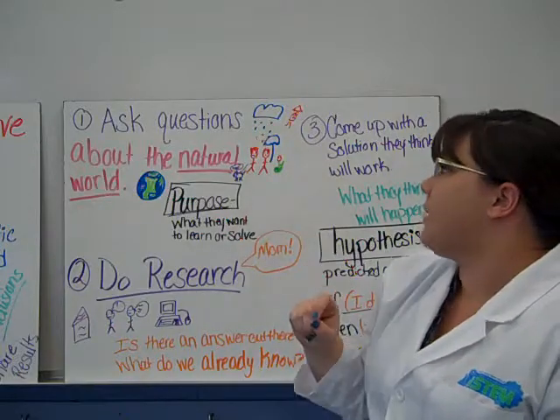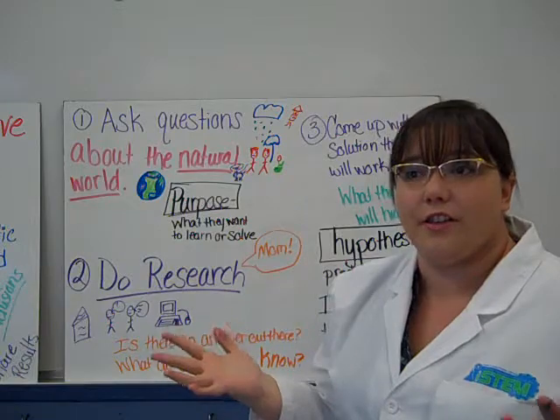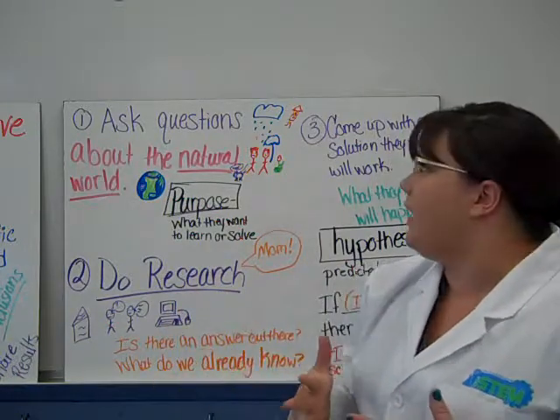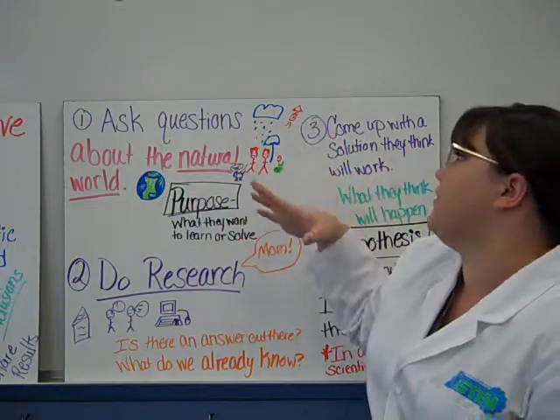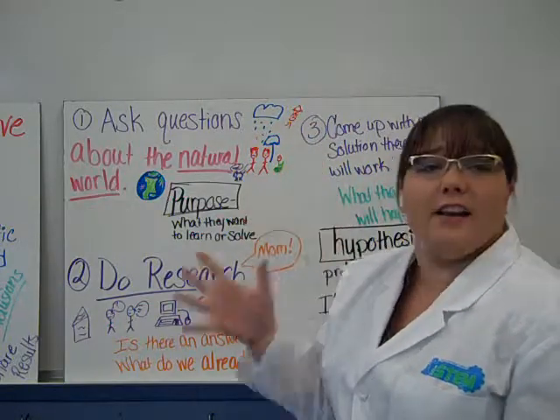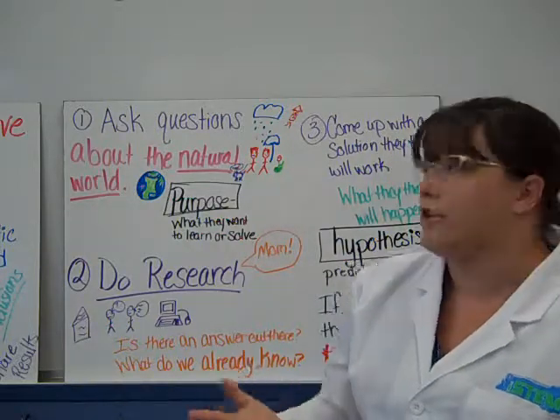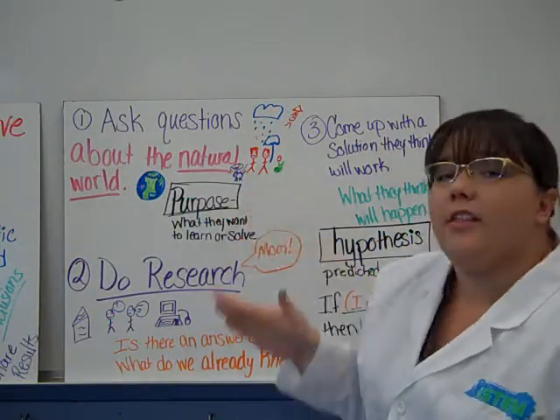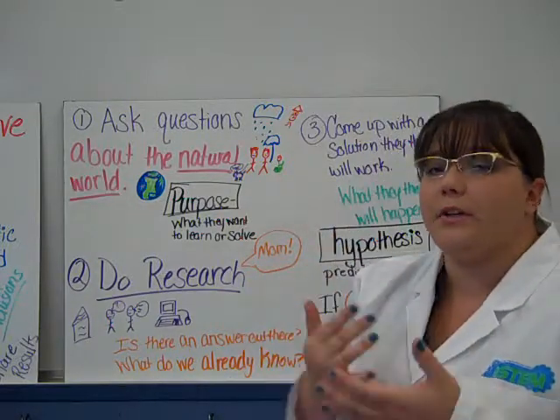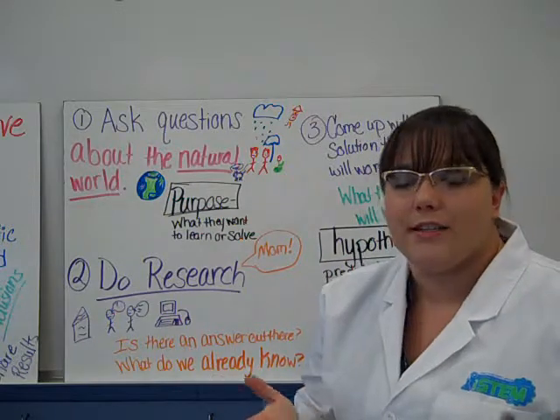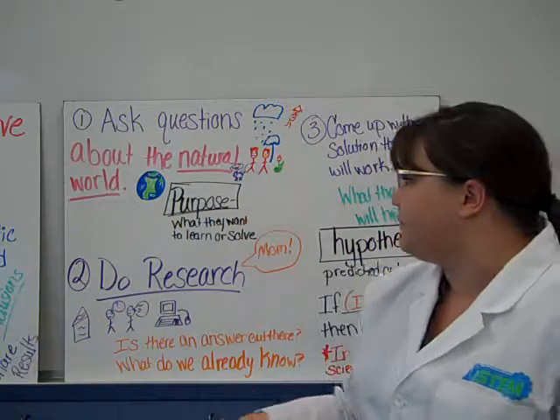First, they start by asking questions about the natural world. The natural world is everything on Earth or in the universe that we know of. So they can be asking questions about clouds or rockets or people or flowers or dogs. Any of those things are part of the natural world. It's part of what scientists ask questions about. We call this their purpose, what they want to learn or solve. So when we're doing an experiment and I say, what's your purpose? What are you questioning? What are you trying to find the answer to? What are you trying to solve or learn?